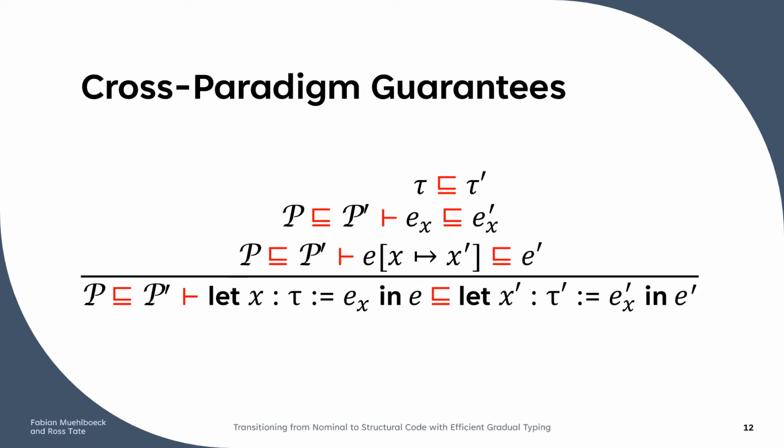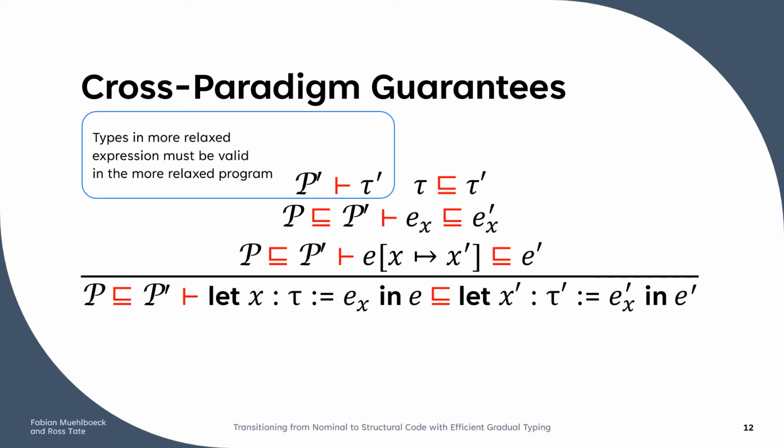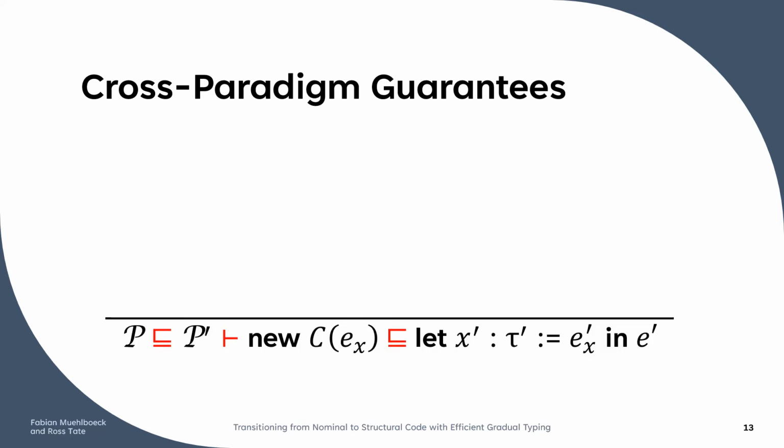However, for this rule, we need to add an additional premise, namely that the type in the more relaxed expression must be valid in the more relaxed program. This is important because our notion of program migration allows us to add new classes and interfaces. Therefore, a more relaxed program might not contain the class or interface that some type in the less relaxed program is referring to.